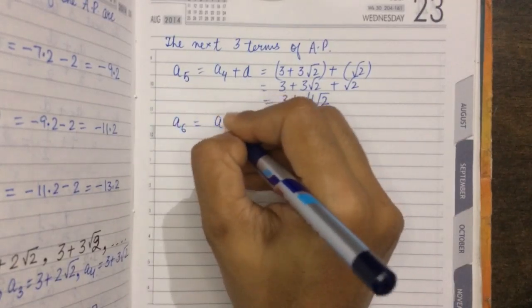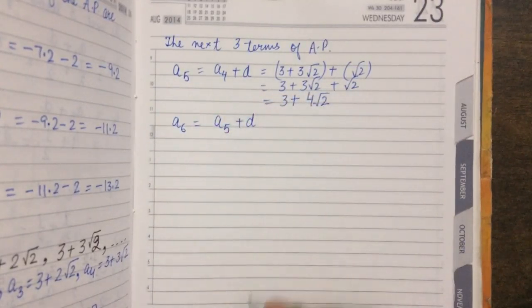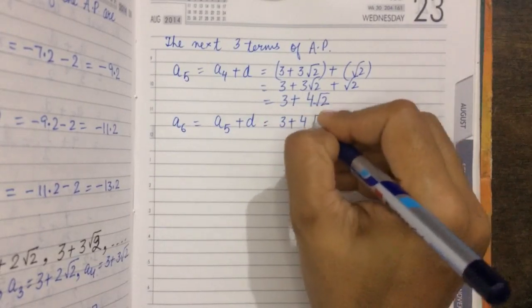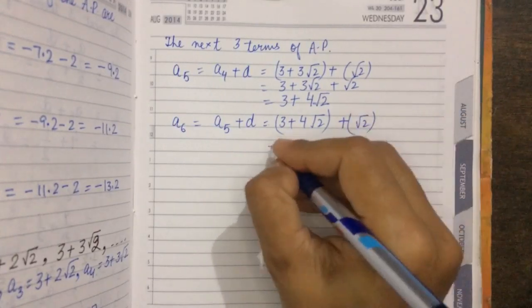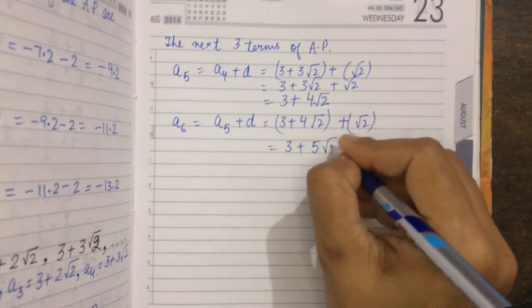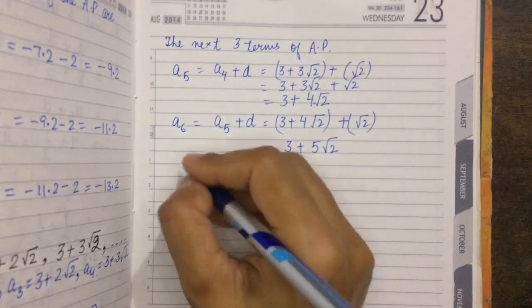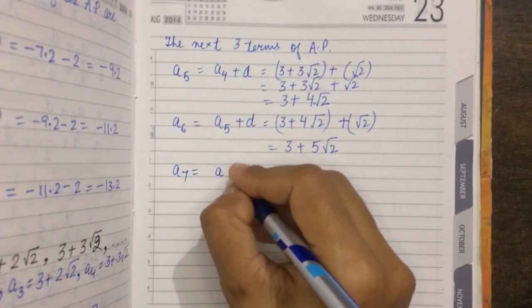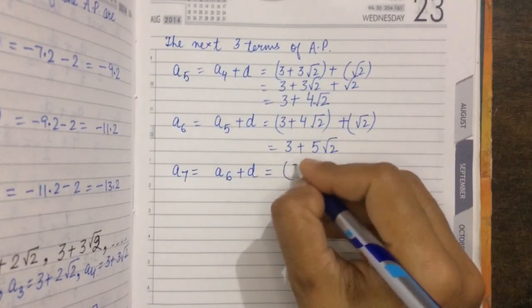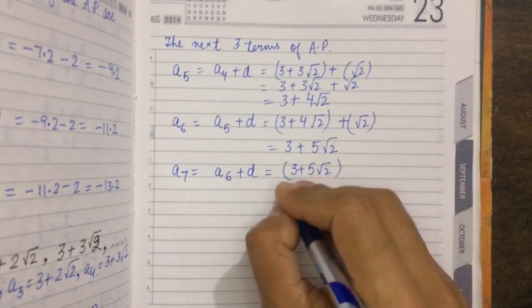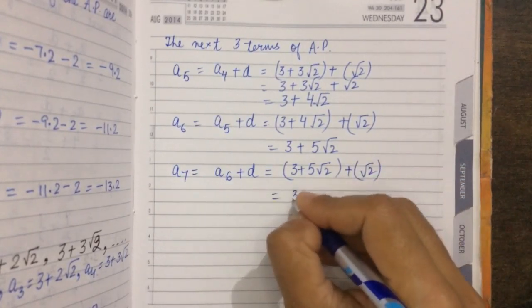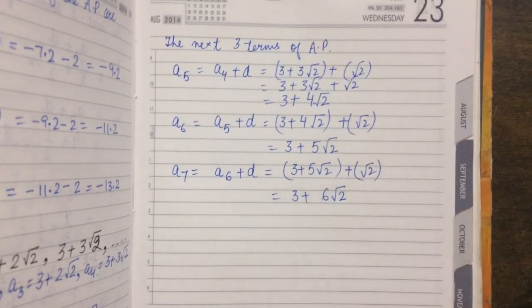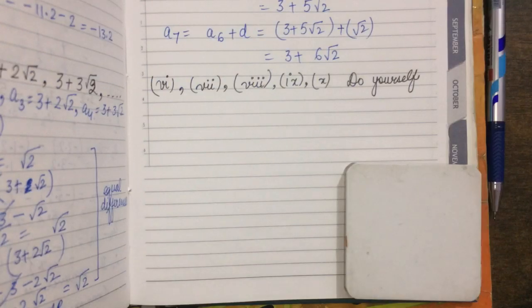Sixth term will be obtained by adding the common difference to the fifth term. So 3 plus 4 under root 2, the answer of the fifth term, plus the common difference. From here the answer will be 3 plus 5 times under root 2. Then the next term, seventh term, is the sixth term plus the common difference. Sixth term we have obtained as 3 plus 5 root 2 plus the common difference. So this will be 3 plus 6 times under root 2. Do the next 5 parts yourself.